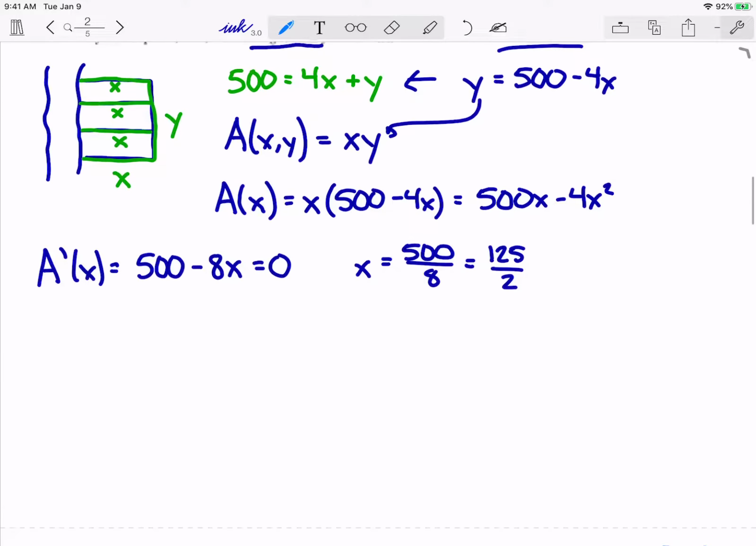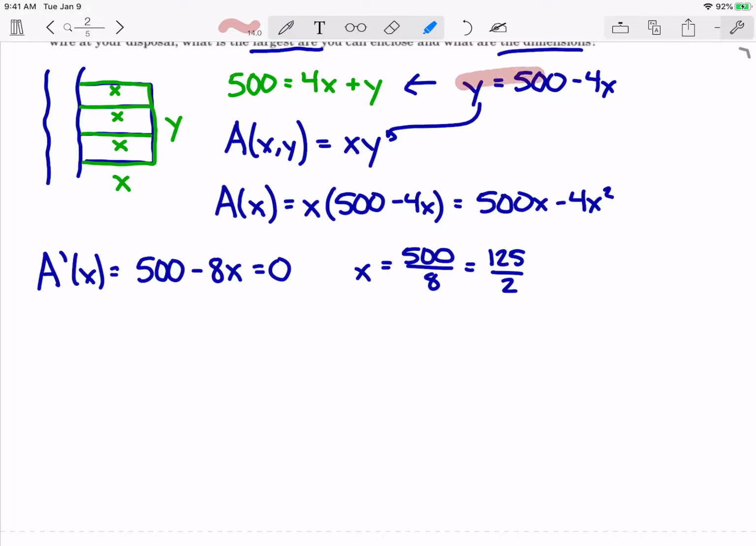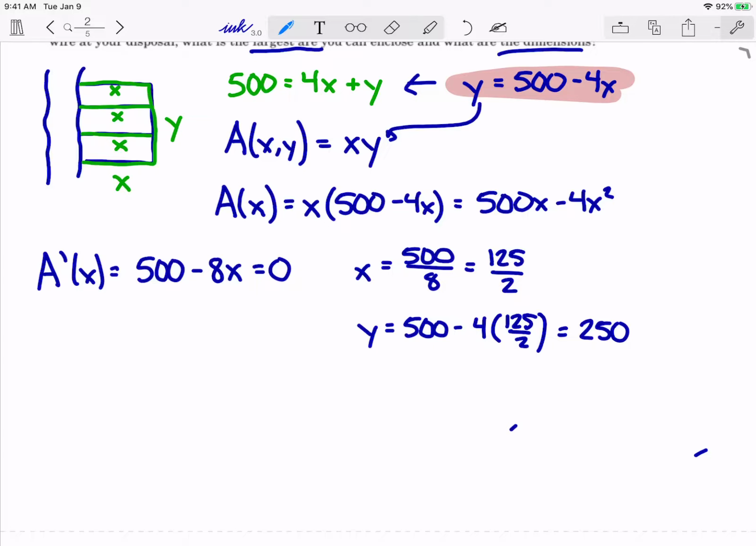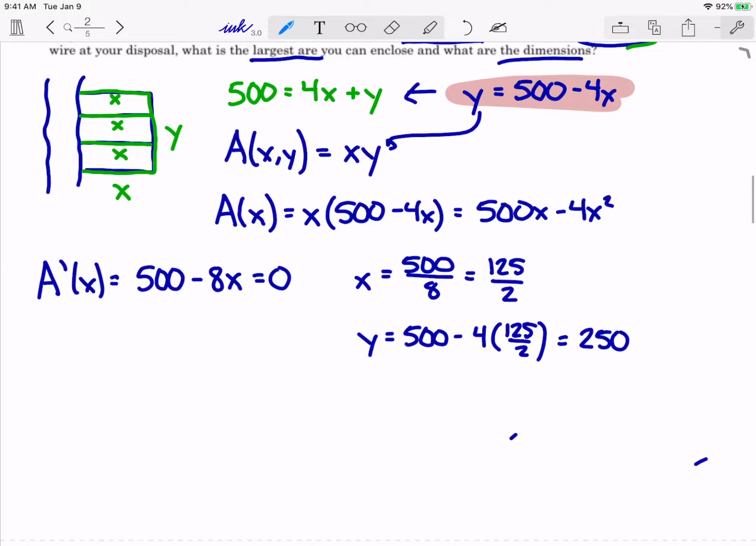Now, recalling that I said that y is equal to 500 minus 4x, I'm going to plug that x value in. So I get y equals 500 minus 4 times 125 over 2. Simplifying that, I get 250. Now these are all in units of meters, so I'm going to indicate that with meters.